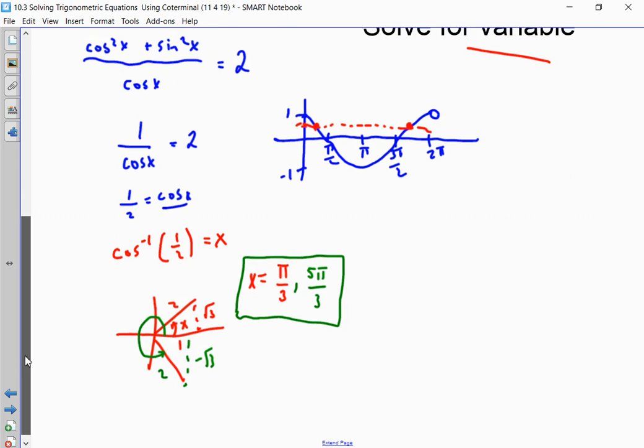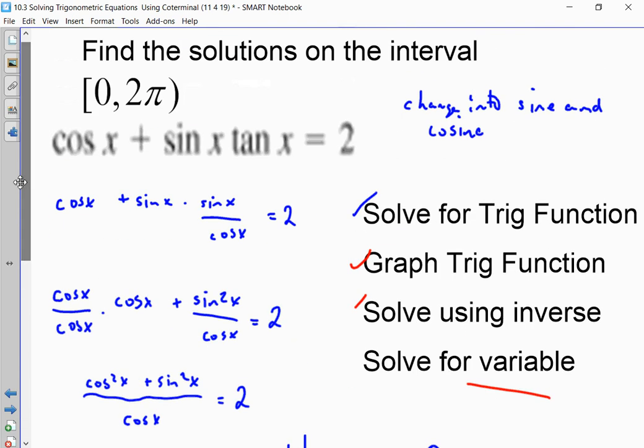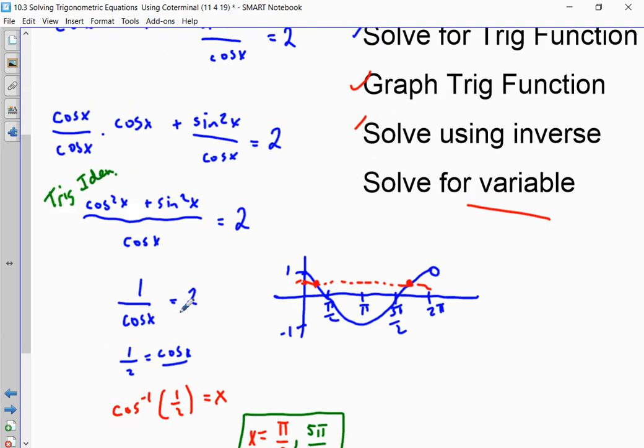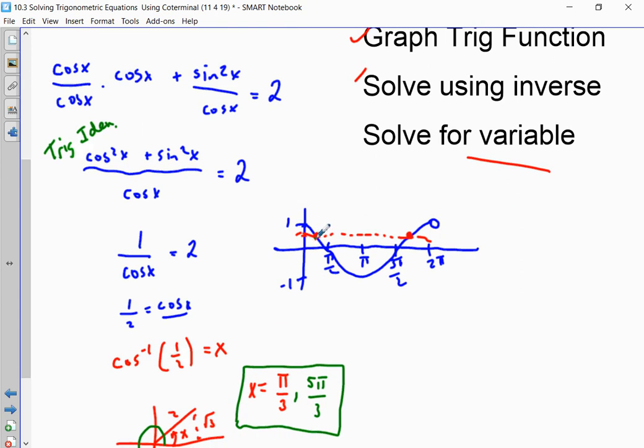Well, this was a pretty cool one, not too hard. It looked very complicated in the beginning. However, using the properties that we know, change to sine and cosine, get a common denominator, doing some algebra, simplifying, knowing that our trig identity right here equals 1, then we solve for cosine using our trig inverse, graphed it out to verify we had two solutions. And then we find our two solutions to be pi over 3 and then 5 pi over 3.